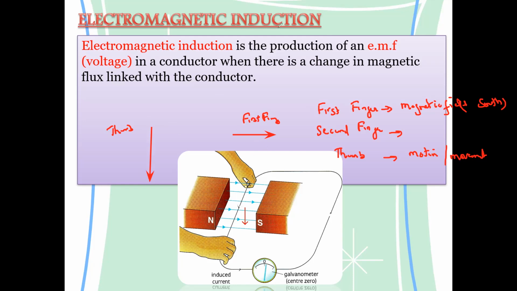So when you apply the rule, index finger is towards the right and thumb is downward, you will find where your second finger is pointing. That second finger shows the direction of the current. So how will the current move? The current will move in this manner.